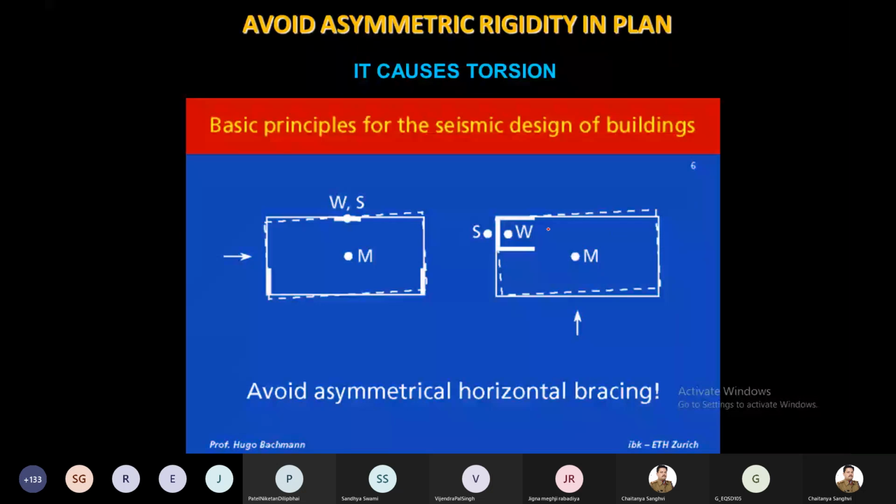So generally, suppose the entry is on this side or is on this side, then the shear walls or the lift well is placed on the rear side, right?